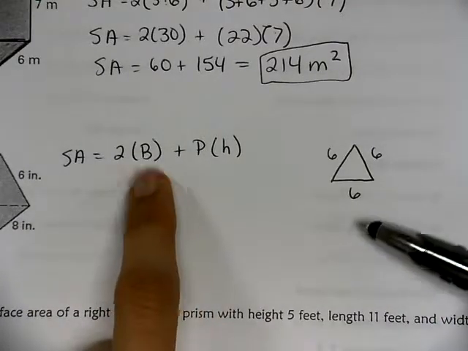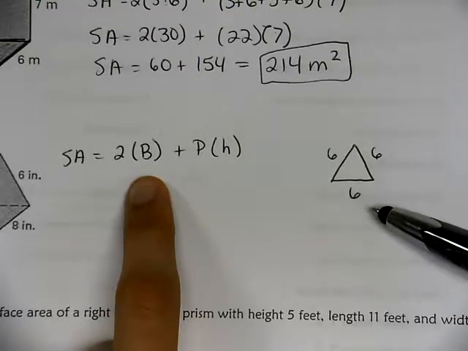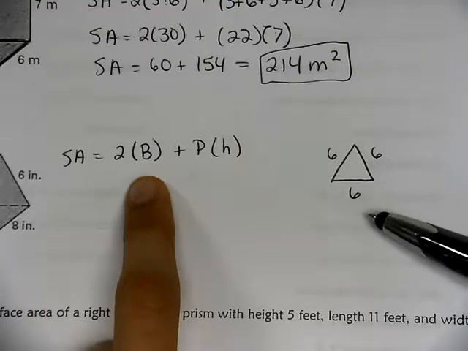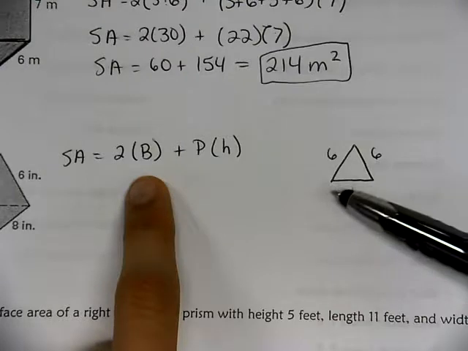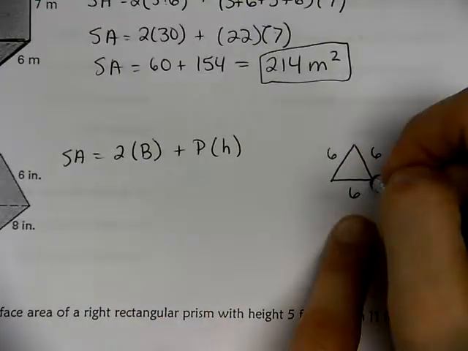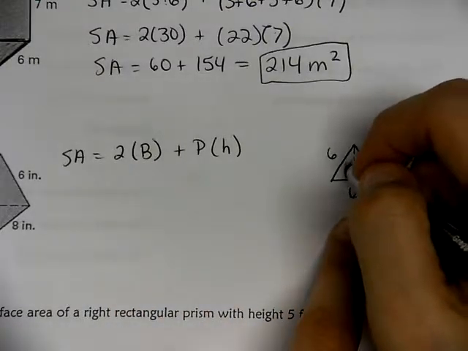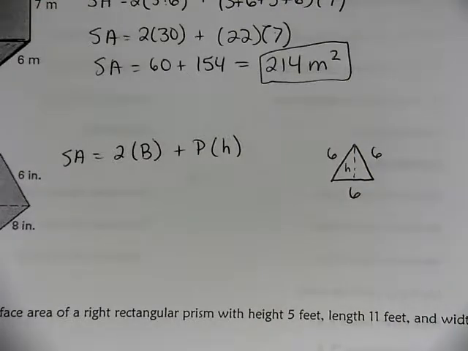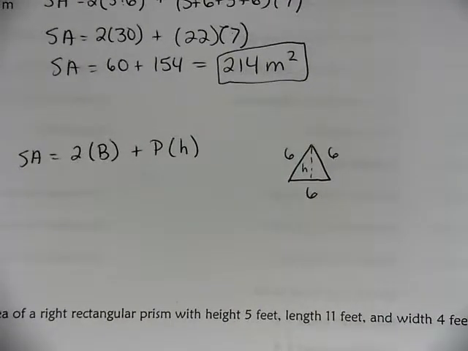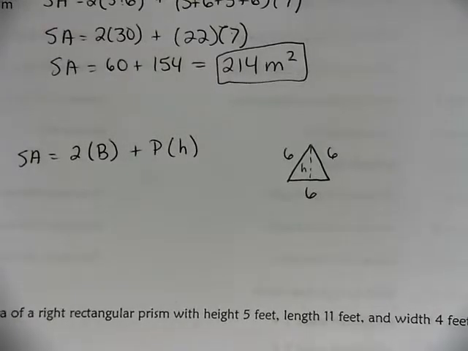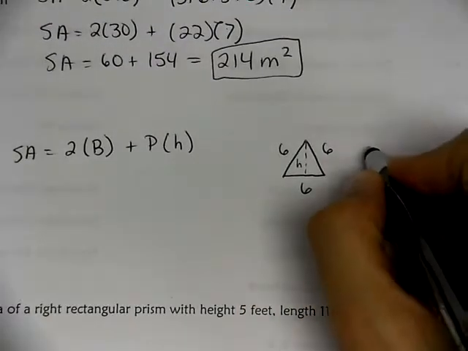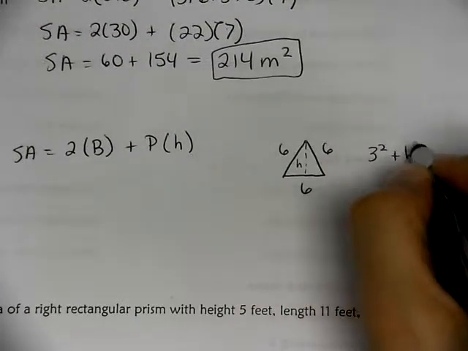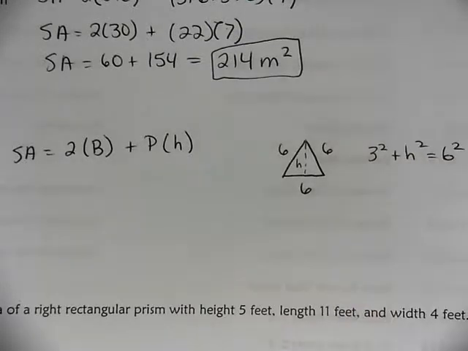But I got to find the area of this. It's not 1/2 of 6 times 6, because remember, this is the base of the triangle, but this is the height. Remember we did that on the review for volume the other day? So what am I going to have to do here? Starts with a P. Pythagorean Theorem. So I'm going to do 3 squared plus h squared equals 6 squared.